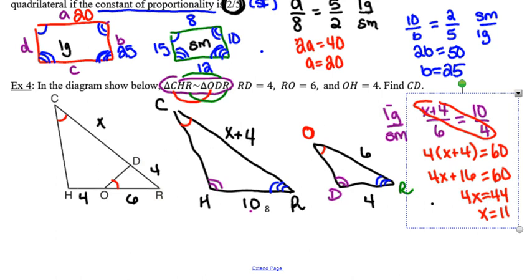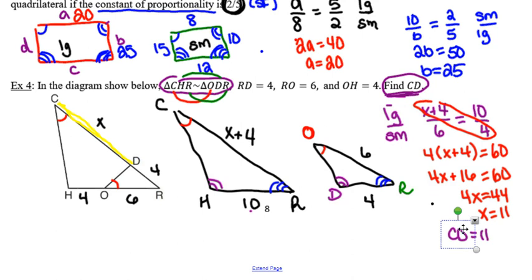At this point, I'm going to go back and look at what they wanted me to find. They wanted me to find the length of CD. And just be very, very, very careful. Make sure that whatever you do, you answer the question. So if I go back to the picture and I look for the length of CD, it does look as though CD is the piece that I've labeled with an X. So I'm just going to make sure I answer the question. The length of segment CD is 11.